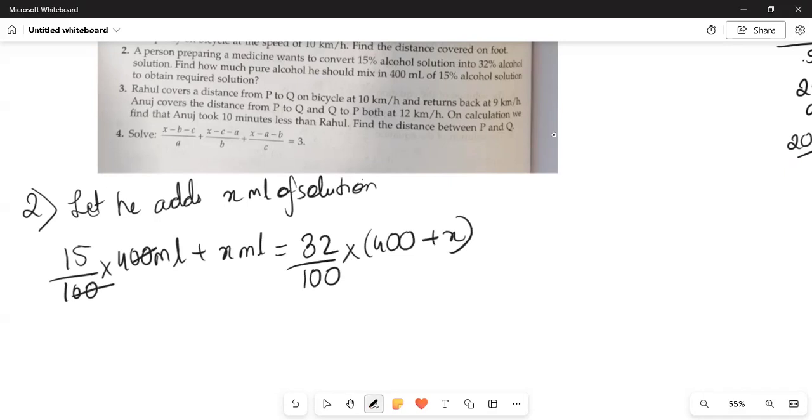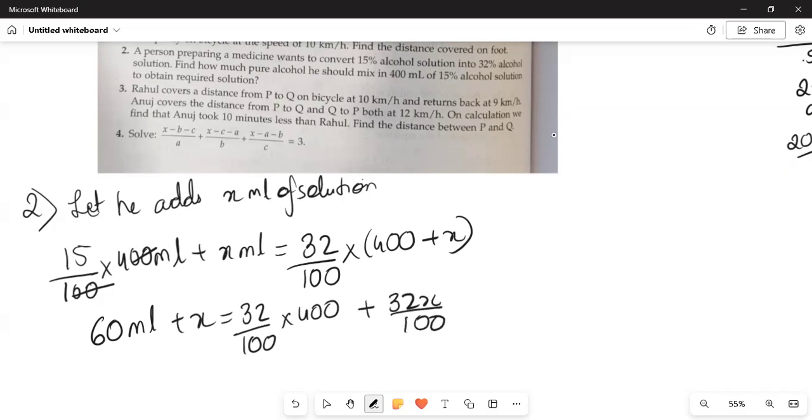You have 15% of 400 is 60 ml plus x. इसको अंदर मल्टीप्लाई we have 32 upon 100 into 400 plus 32x upon 100. Okay. For yeah, इसको कट कर लेते हैं. Now we have 60 ml is equal to, I'm writing ml so that you can understand वो ml वाला part किधर है. x is equal to 32 into 4, 128. This is 32x upon 100.